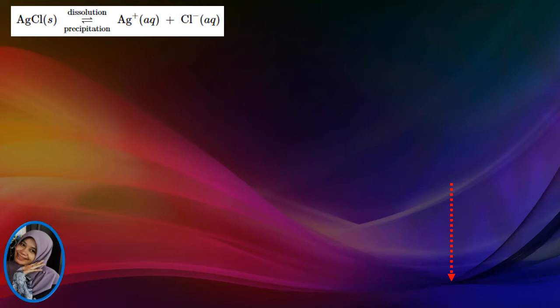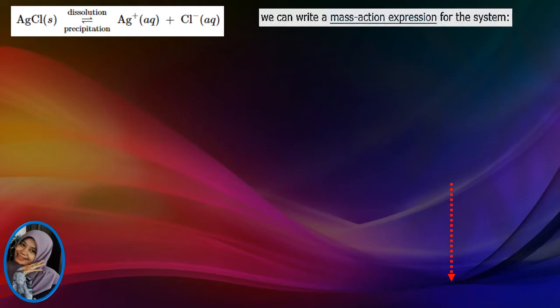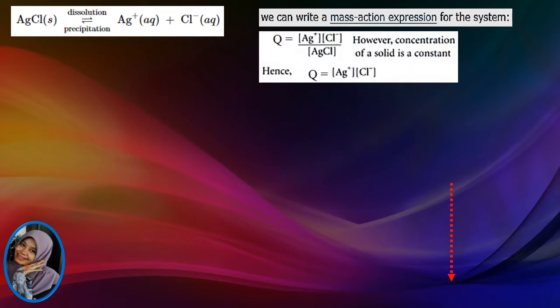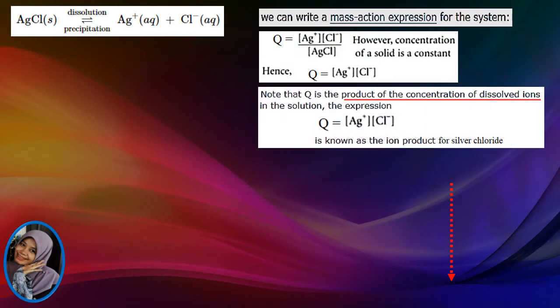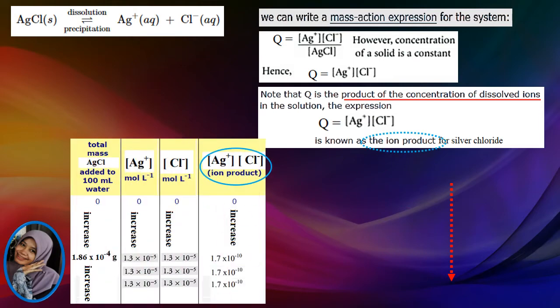Again, refer to this equilibrium reaction equation. We can write a mass action expression for the system like this. However, you have learned that the concentration of a solid is a constant. Hence, Q is equal to the concentration of silver ion times the concentration of chloride ion. Note that Q is the product of the concentration of dissolved ions in the solution. The expression is known as the ion product for silver chloride.